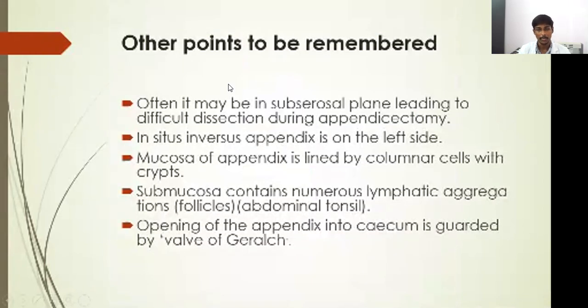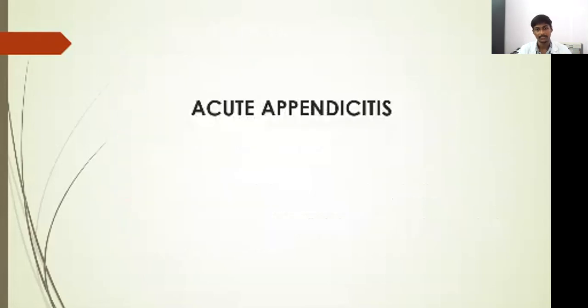Other points to be remembered about the appendix: often it may be in the subserosal plane, leading to difficult dissection during appendicectomy. In situs inversus, the appendix is on the left side. The mucosa of the appendix is lined by columnar cells with crypts. The submucosa contains numerous lymphatic aggregations, that is follicles. Hence the appendix is called the abdominal tonsil. The opening of the appendix into the cecum is always guarded by a valve called the valve of Gerlach.